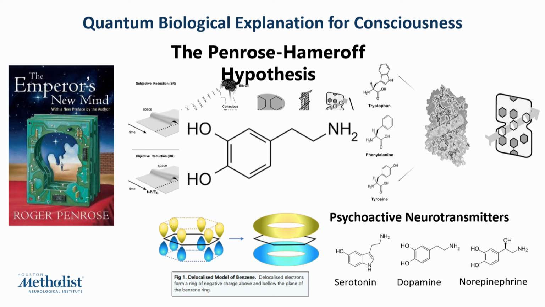Then, of course, as you all know, there are many psychoactive neurotransmitters in the brain, three principal ones being serotonin, dopamine, and norepinephrine. They have ring structures, benzene rings and an indole ring, and all of the psychedelics that we know have the indole ring, a serotonin-type derivative of the indole ring. And the thing about the benzene ring that Stuart talks about, which would be important in the last part of my talk, is that they have these delocalized electrons that go round and round above and below the benzene rings, and that's where the action happens. In other words, that's where waves are converted into particles.